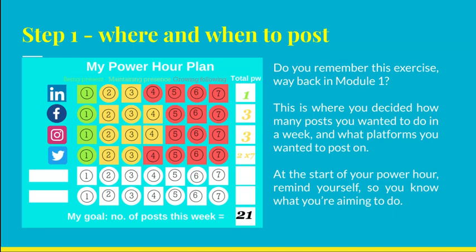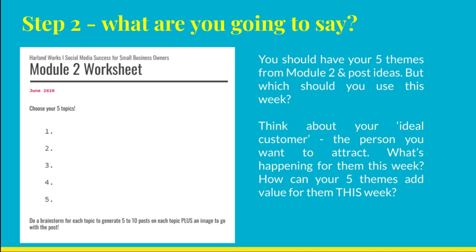So as a quick recap, back in Module 1, we looked at how you decide how many posts you want to be doing. In Module 2, we looked at coming up with your 5 topics. And then last week, I went through how you need to think about your 5 topics, but you need to then think about them in the context of what is happening for your customer this week. And the reason I emphasize that is because you want it to be alive and fresh and relevant. You're having a conversation with a real person. You don't want these topics to become too stale.